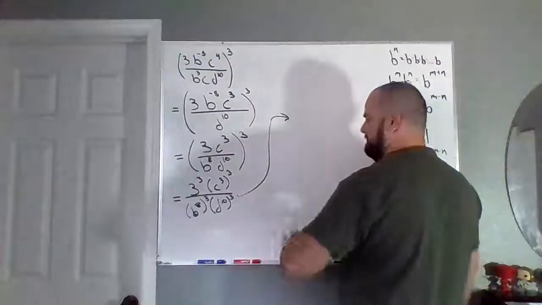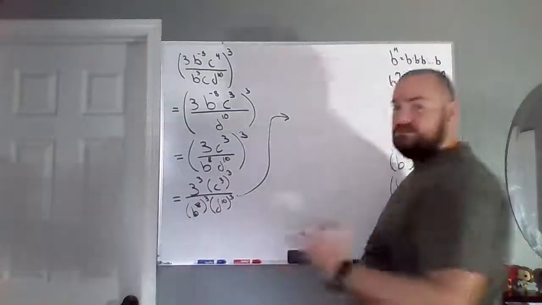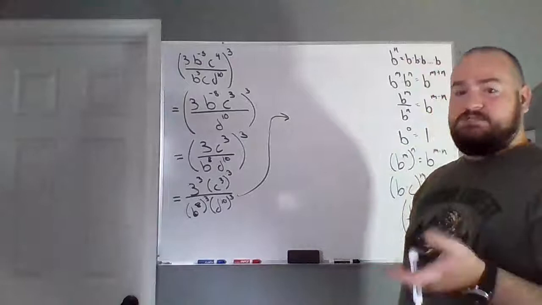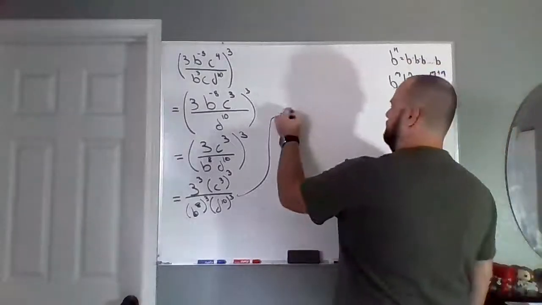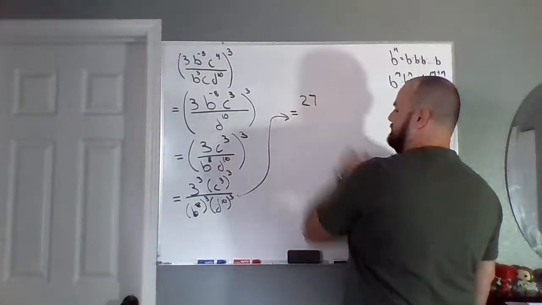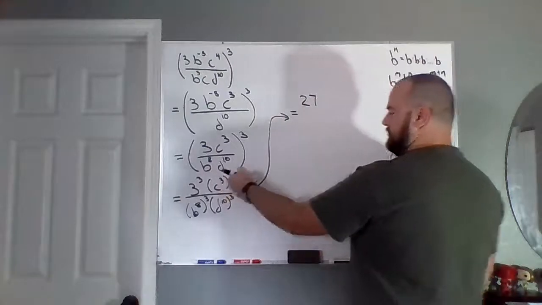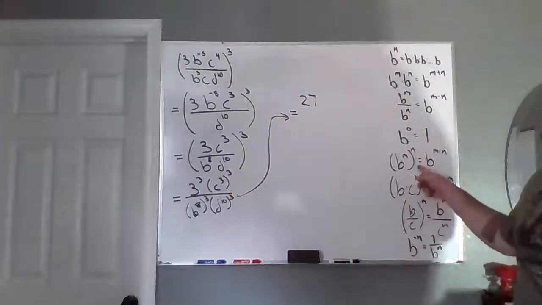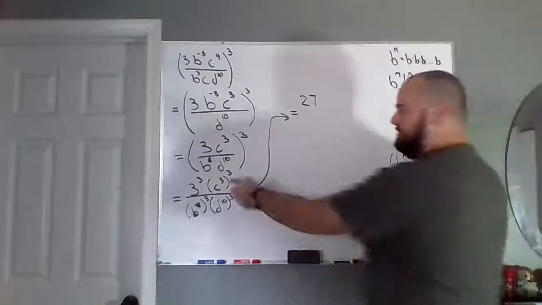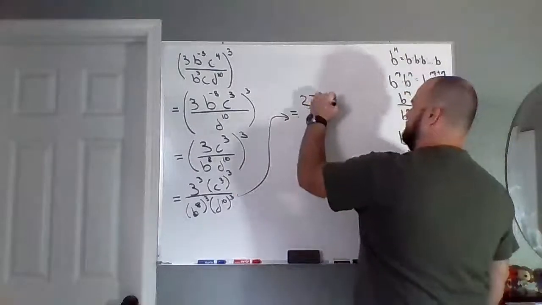3 to the third. So 3 squared is 9. 9 times 3 is 27. So we end up with 27. C to the third. So that's, again, a classic power rule. So we just multiply those exponents. And 3 times 3 is 9. So we get c to the 9th.